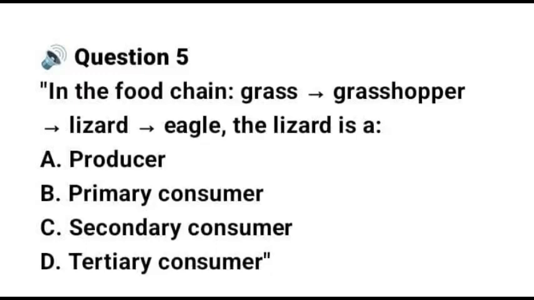So the question says what? What is the lizard? The lizard is a dash. Is it a primary consumer? Is it a producer? Is it a tertiary consumer or a secondary consumer? The correct option there is what? C, a secondary consumer, because the lizard eats the primary consumer.